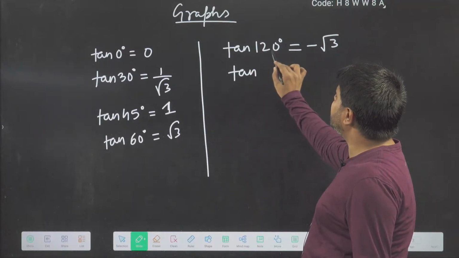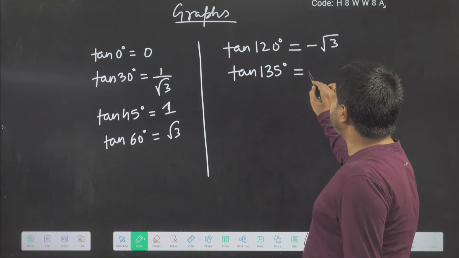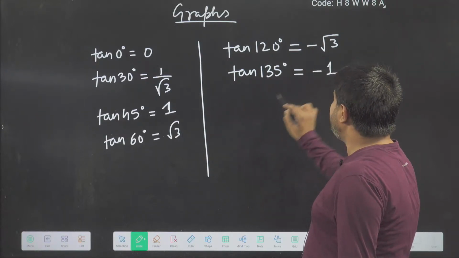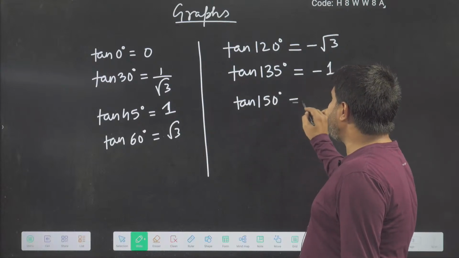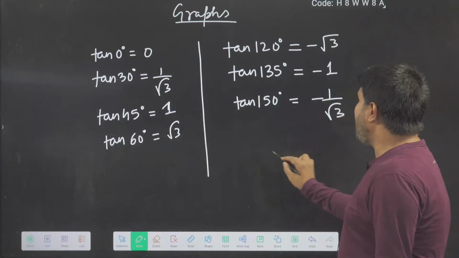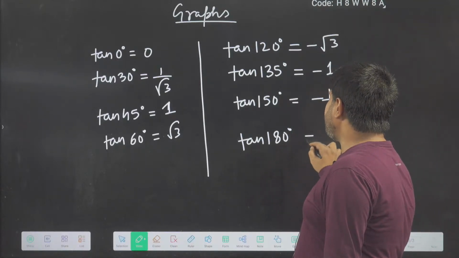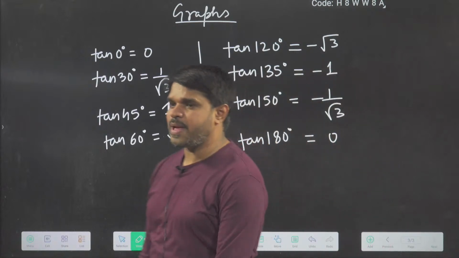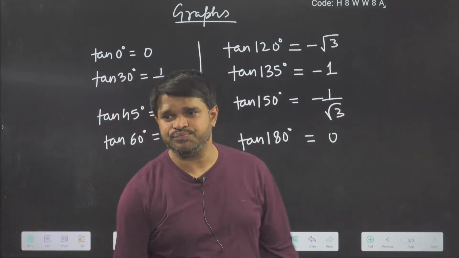Next comes tan 135 degree. Tan 135 degree is minus 1. Next comes tan 150 degree. Tan 150 degree is minus 1 by root 3. And last comes tan 180 degree. Tan 180 degree is what? 0. Now from here we will understand one thing.